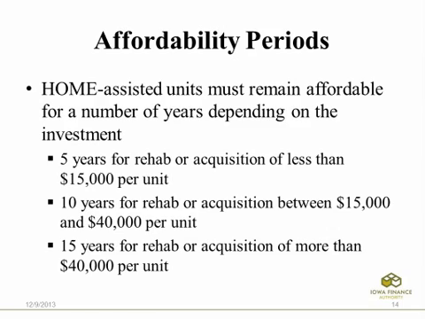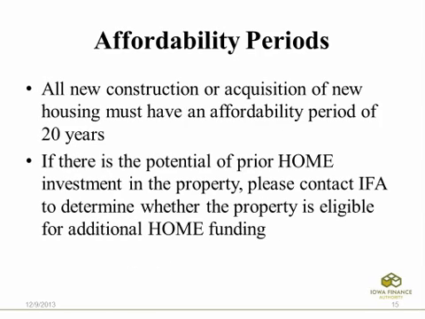Affordability periods: standard HOME requirements here are that any project with HOME funds up to, or just under, $15,000 per unit will require a 5-year affordability period. Those between $15,000 and $40,000 require a 10-year affordability period, and those over $40,000 require a 15-year affordability period. All new construction or acquisition of new housing must have an affordability period of 20 years.